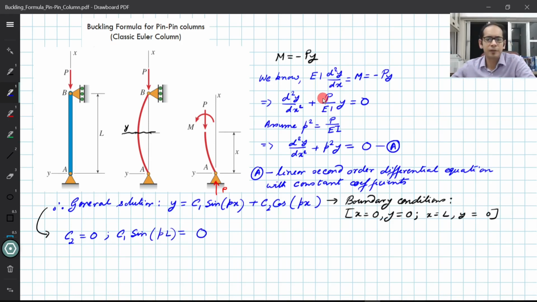So we get, after substituting the boundary conditions, that C2 equals 0 and C1 sine of pL equals 0. Now if you take a look at this equation, either C1 is 0 or sine of pL equals 0. The condition of C1 equals 0 would essentially mean y equals 0, so your column is always straight. There is no deflection, so that becomes a trivial solution. Let's make a note of that, and we are going to equate sine pL equals 0 over here.